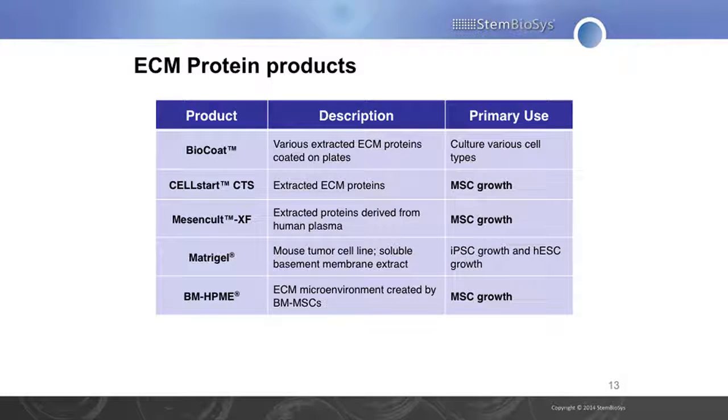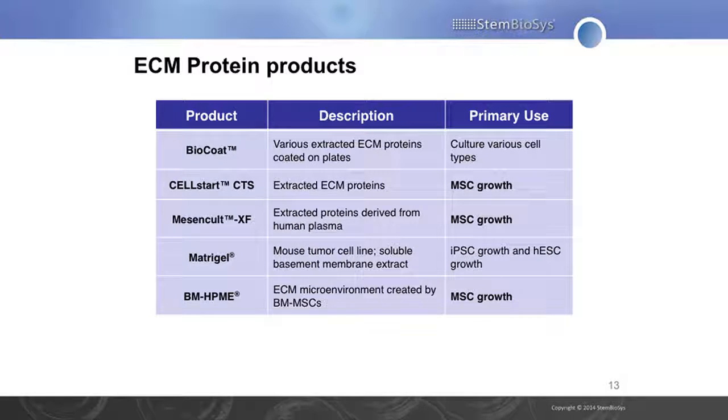We're seeing increased proliferation, small cell size, and higher expression of SSCA4. These are some examples of the other extracellular matrix protein products that are available for cell culture applications. BioCoat, which provides several different types of substrates, generally with one extracellular matrix protein, which has been pre-coated onto these slides to culture cells. Cell Start and Mesencult were products developed specifically for mesenchymal stem cell growth. And then, of course, Matrigel, which is derived from a mouse tumor cell line.